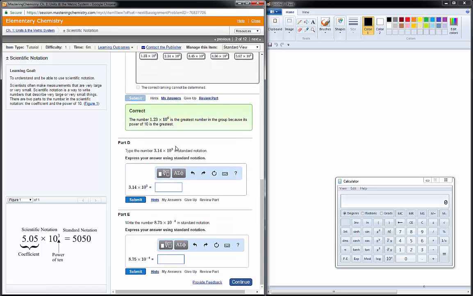Going the other direction, because this is times 10 to the 3rd, that's a positive number, I'm going to move this decimal point to the right by 3 places. That makes it 3140.